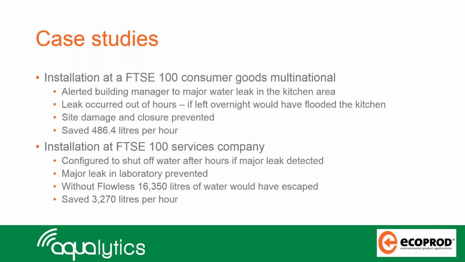Same sort of situation happened at a FTSE 100 service company. What happened is this time it was set to automatic, and there was an alert at, I believe, about 2:30 in the morning. What had happened is a pipe had burst. It was going at full mains pressure. Within 4 minutes, the water was turned off automatically, and without our product, 16,350 litres of water would have escaped, which would have been a disaster for the laboratory.